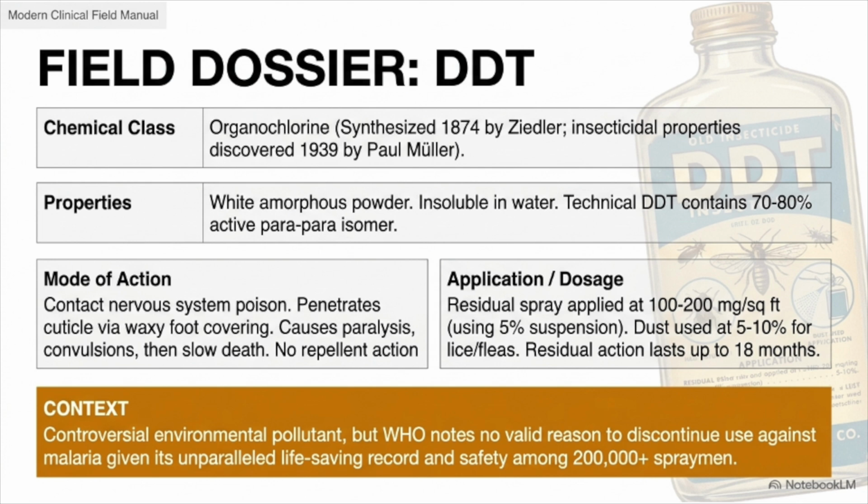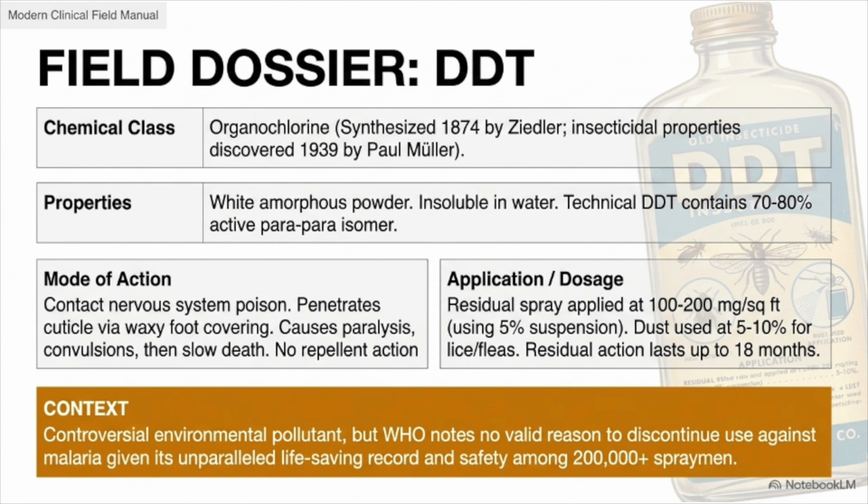DDT belongs to the organochlorine class, synthesized in 1874 by Zeidler, with its insecticidal properties discovered in 1939 by Paul Müller. It is a white amorphous powder, insoluble in water, and technical DDT contains 70 to 80% active para-para isomer. Its mode of action is as a contact nervous system poison that penetrates the cuticle via the waxy foot covering, causing paralysis, convulsions, and then slow death, with no repellent action.